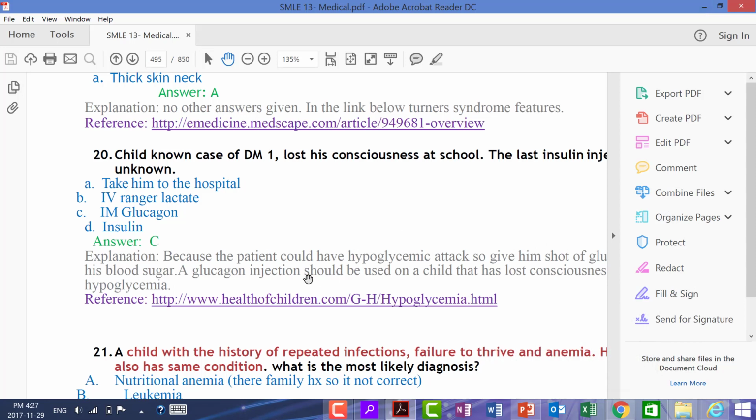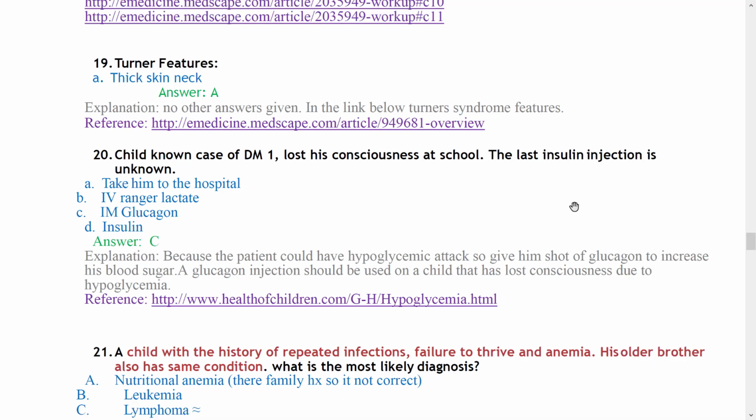Child, known case of diabetes type 1, lost consciousness at school. The last insulin injection is unknown. What would you do? Would you take him to the hospital? Would you give an IV Ringer lactate? Would you give IM glucagon or insulin?